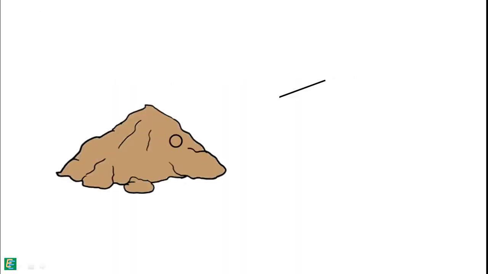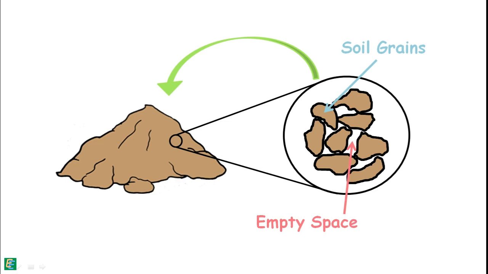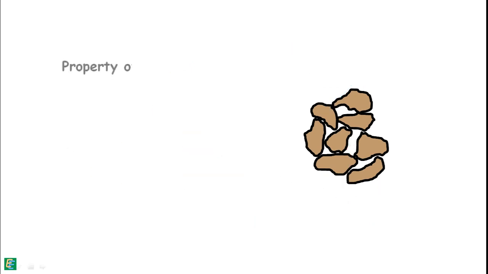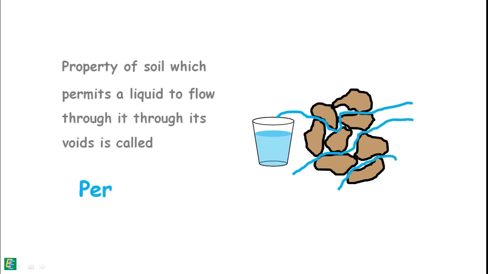A soil mass is composed of solid particles, which we call the soil grains. These soil grains, when depositing in a soil mass, arrange themselves in a way that some amount of empty space is left between them. We call these spaces voids. And the property of the soil which permits water or any liquid to flow through its voids is called permeability.